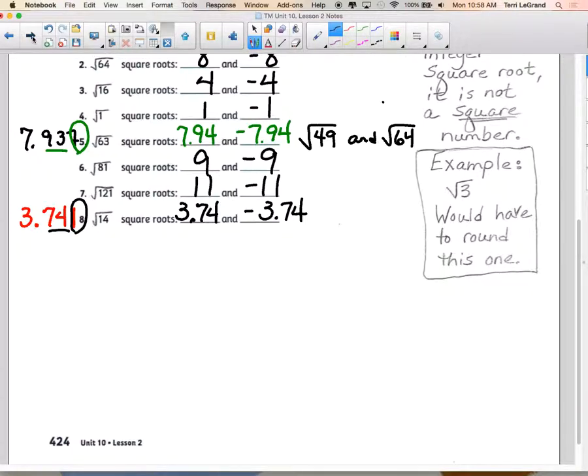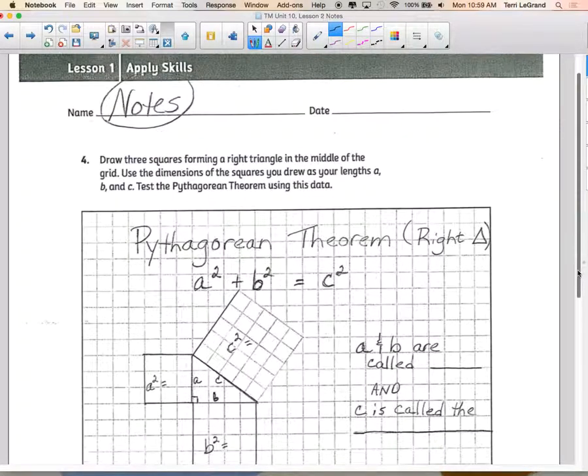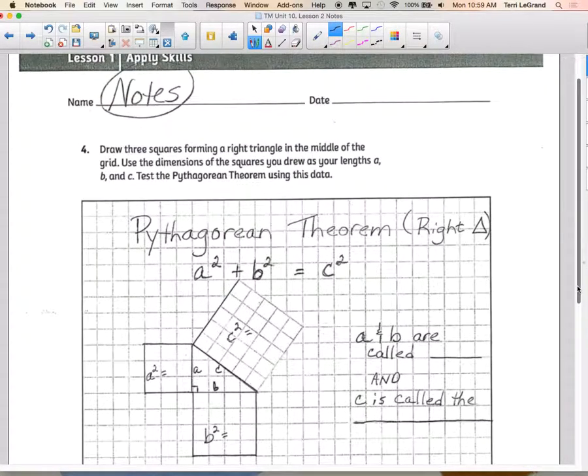Okay, now let's go work with the Pythagorean theorem. Anybody heard of that before? Pythagorean theorem, you've never heard of it? Okay, the Pythagorean theorem is a proof that says if you have a right triangle, what does a right triangle have to have? A 90-degree angle. It has to have one right angle, doesn't it? So if we have a right triangle, the Pythagorean theorem applies to it.